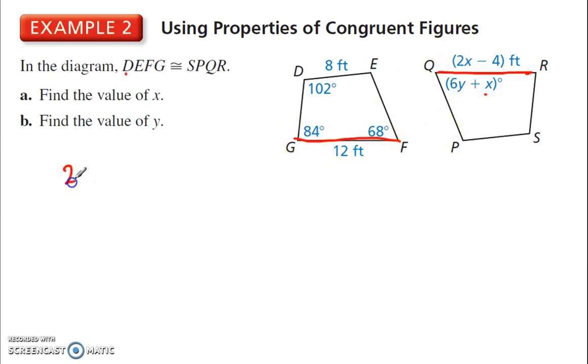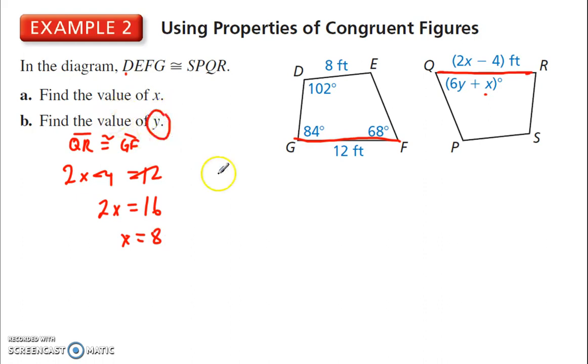So I know that since QR is congruent to GF, then I can set their measures equal. 2x minus 4 is equal to 12. Add 4, we get 2x is equal to 16. Divide by 2, x is equal to 8.